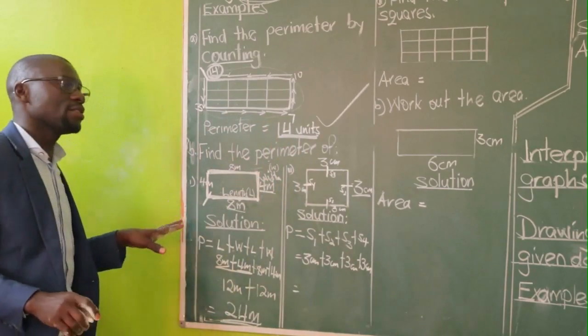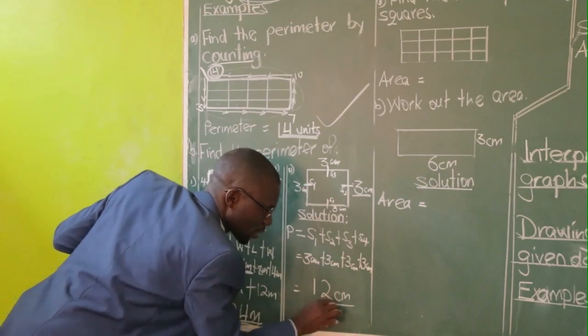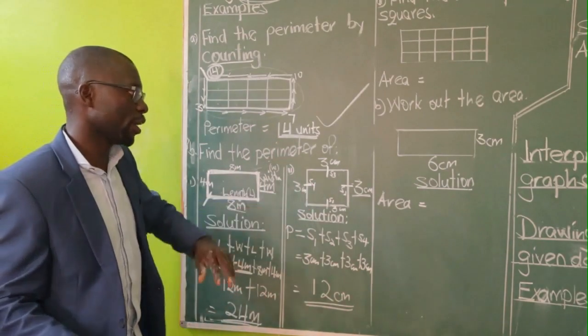And our answer is good. It is 12 centimeters. That is the perimeter of this square.